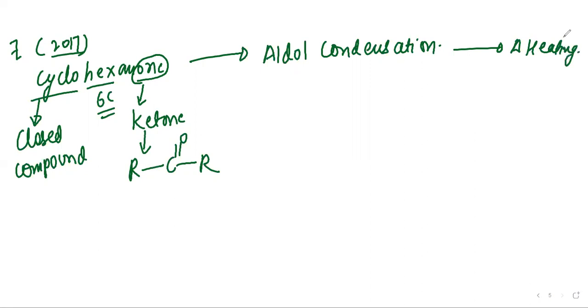So see. I will now write the structure for cyclohexanone. So 6 carbons are there. I have drawn 6 carbons and a double bond is there. You can write it anywhere. So this is double bond O. So this is the structure of cyclohexanone. ONE, this is E. Right. So when it reacts with base.